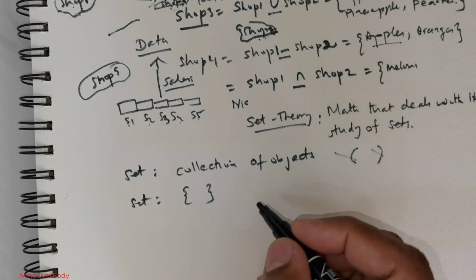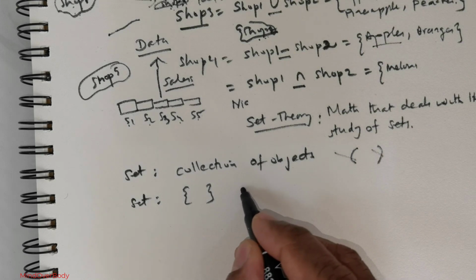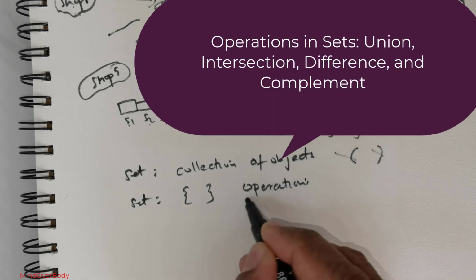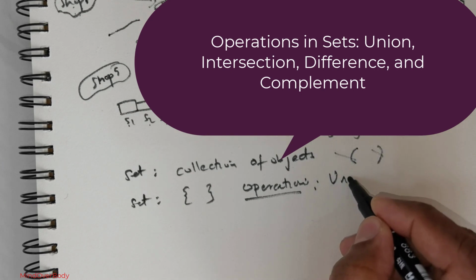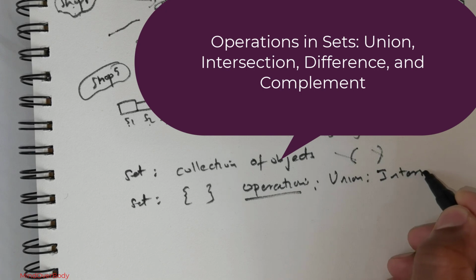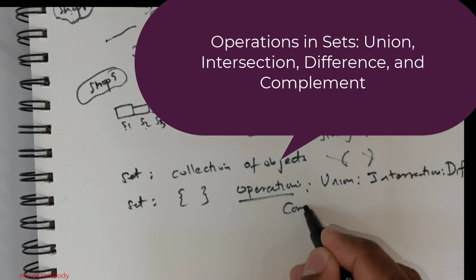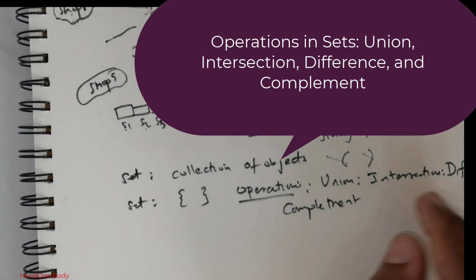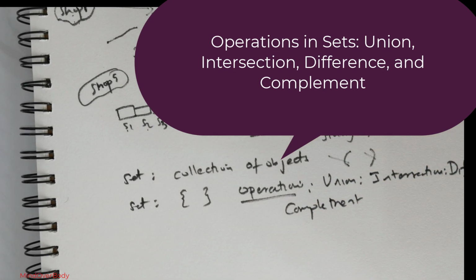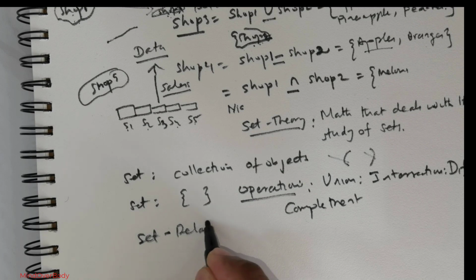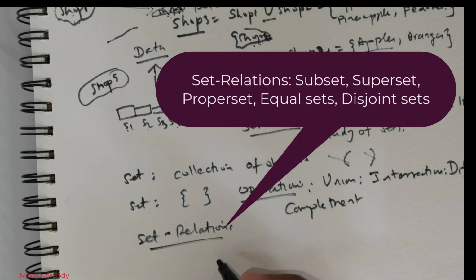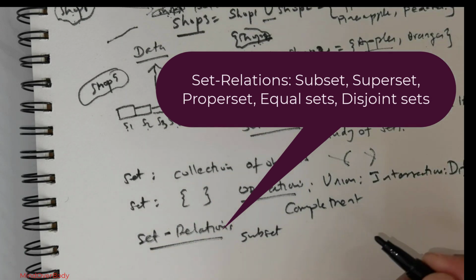Now, there are a number of operations in set theory. So when I talk about operations, I will mention it here. We will learn about union. We will learn about intersection. We will learn about difference. We will learn about complement. These are the four main operations in sets. And after we have studied sets, the basic operations in sets, we will also be talking about set relations, right? And in that we will learn concepts of subset, very important, right?